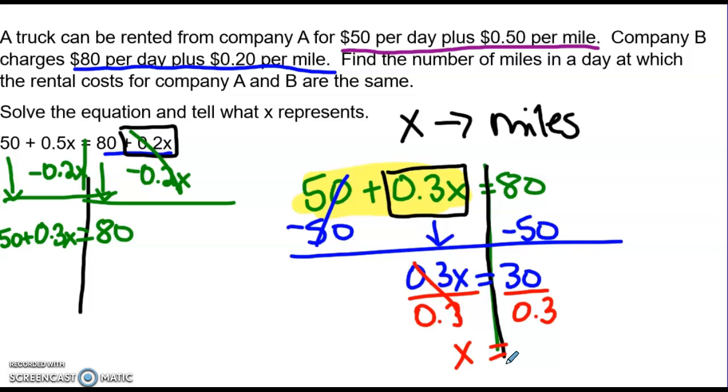I'm typing it in my calculator. Y'all know if you see me in class all the time, I always tell you I don't always trust my brain. So I'm typing that in my calculator, and x does equal 100. So that means it says find the number of miles in which the rental company A and B are the same. So if you drive 100 miles, they will both be the same price. So x stands for miles, and you have to drive 100 miles in order for them to be equal in price.